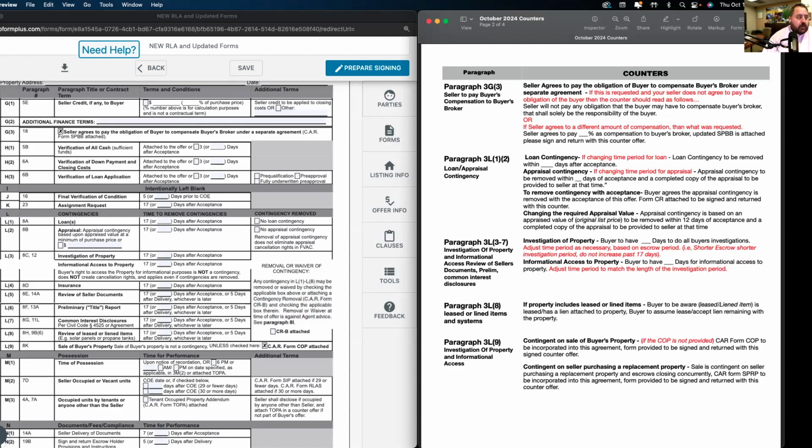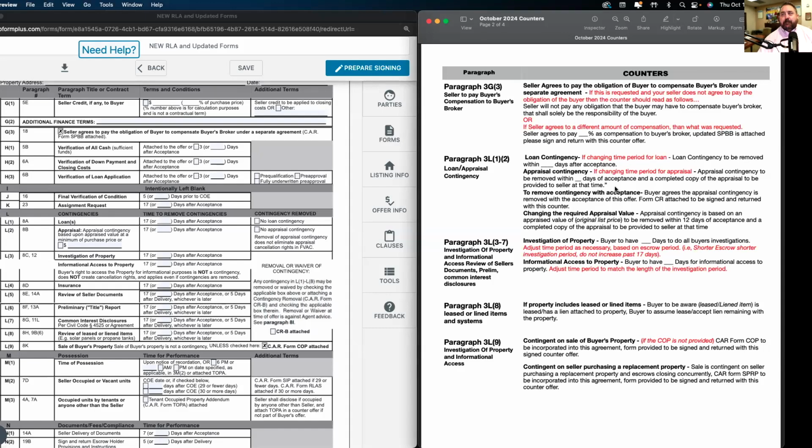Okay. All right. Let's go down to now the loan contingency. If you're going to change the time periods on the loan contingency, you're going to write loan contingency to be removed within blank days after acceptance. You're just going to write what you're changing it to. So if you're changing it from 17 to say 14 or 12, then that's what you're going to write. Okay. For the appraisal contingency, same thing. Appraisal contingency to be removed within 10 days, 12 days, 14 days, whatever you're changing it to, after acceptance, and a completed copy of the appraisal to be provided to the seller at that time.